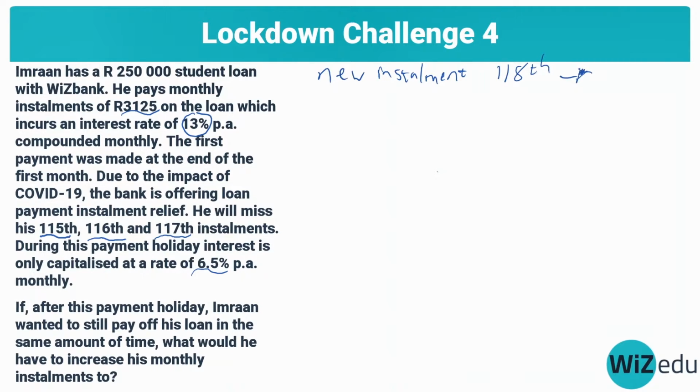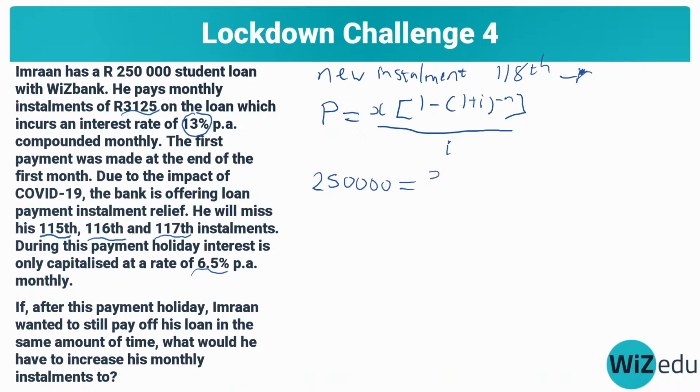So our first step is going to be to determine the number of installments or the number of months it would take him to pay off the loan, disregarding the fact that he would miss the 3 payments. So we'd use our present value formula to do that, which is P equals x into 1 minus 1 plus I to the negative n all over I. So we know the present value of his loan at the beginning is 250,000, and that's going to be equal to 3125 into 1 minus 1 plus 13% over 12.